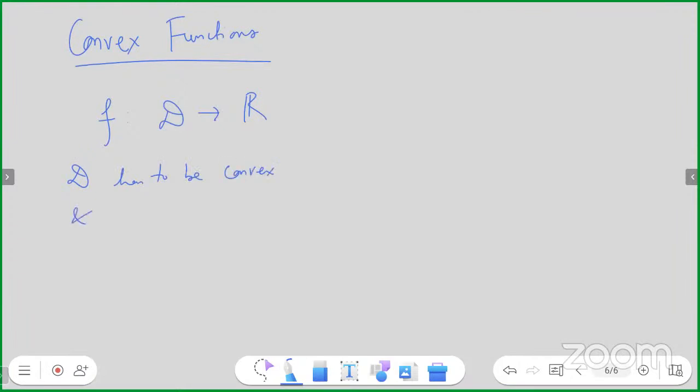And what happens, or has to happen? Always, I think a picture is much easier. Functions of this type, what do they have? An interesting property.